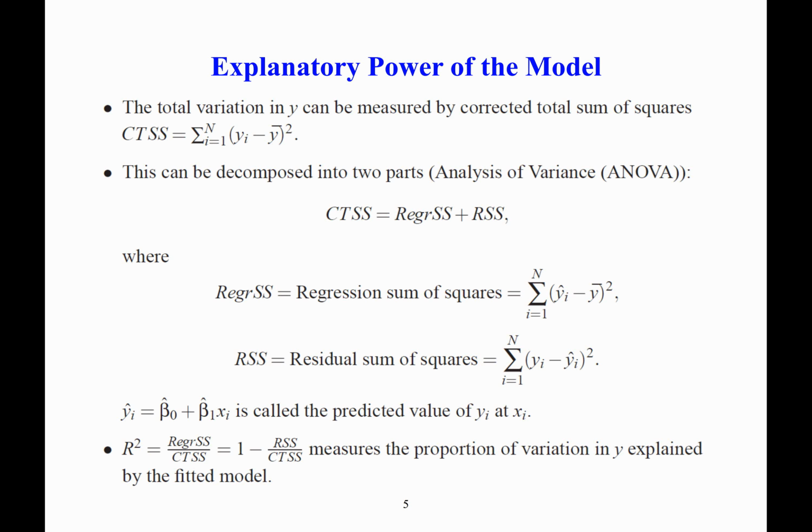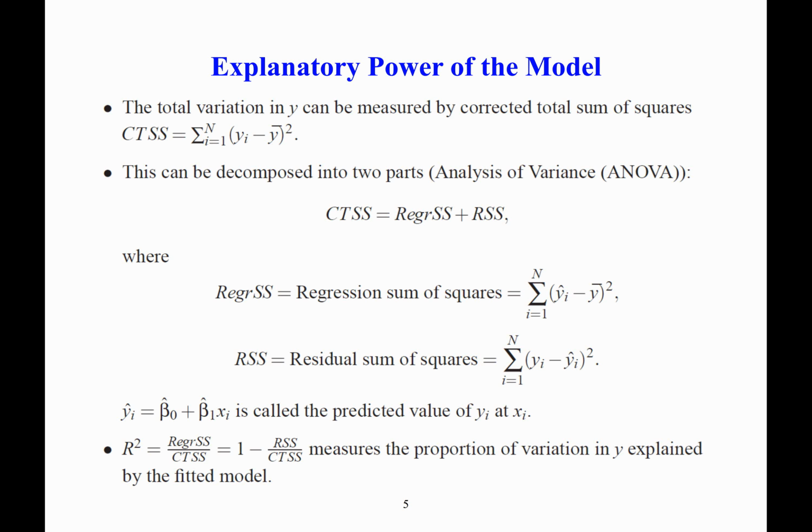Now let's have a look at the explanatory power of the model. The total variation in y can be measured by the corrected total sum of squares. So the corrected total sum of squares is the sum of yi minus y bar, squared. So it's each yi minus the average of all the y's, and then we take the square and the sum of the squares. So this is the total variation.